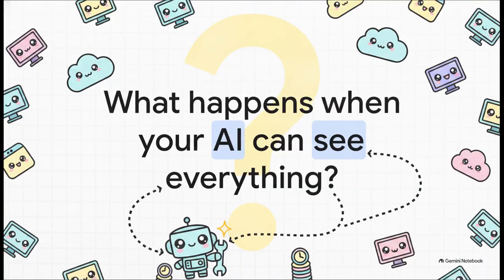Seriously, think about this for a second. What happens when your AI can literally see everything on your screen, when it can track your foreground desktop activity and just take over your browser? It sounds like some futuristic sci-fi movie, right? But today, we're going to show you exactly how this is a reality right now on your own desktop, and how you can harness this unbelievable power to save yourself hours of tedious work every single week.